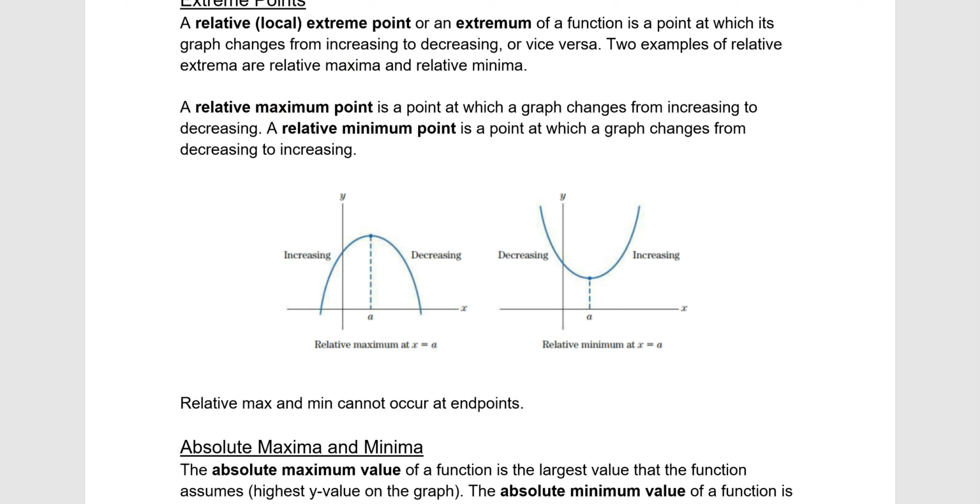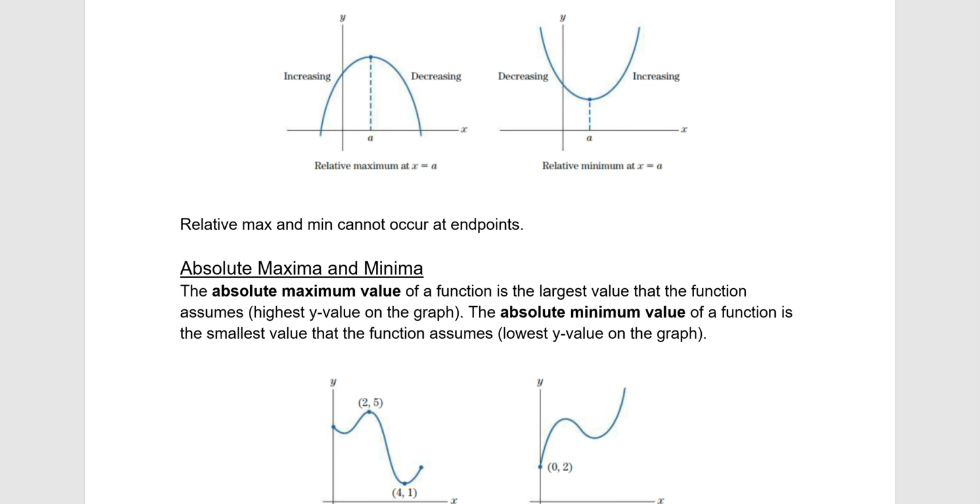So a relative maximum point is going to be a point where the graph changes from increasing to decreasing. So taking a look at this graph down here below, we have a relative max at this point, x equals a, because it changes from increasing and then goes down to decreasing. And now taking a look at a relative minimum point. A relative minimum point is going to be when the graph changes from decreasing to increasing. So in this other graph, we can see that it's decreasing and then it switches to increasing, which means we have a relative minimum at x equals a.